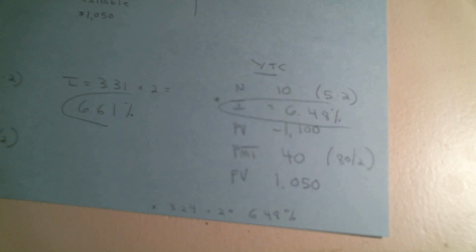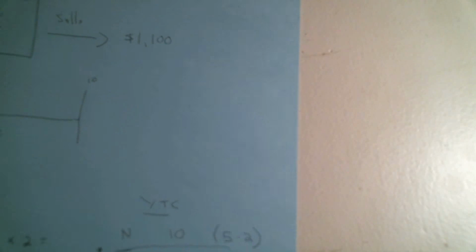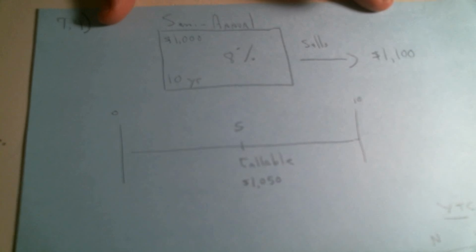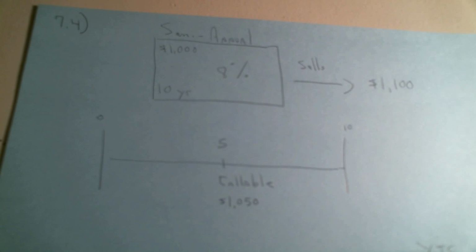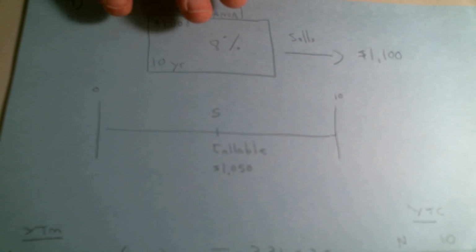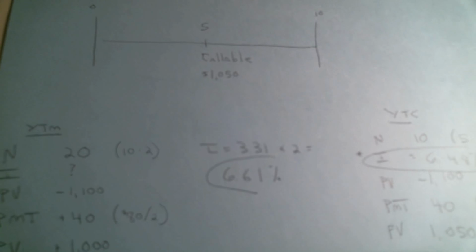That present value is negative 1,100. Okay, again, problem 7.4, that's your basic setup. How to diagram it. Callable at 1,050 at the 5th year. It's selling for 1,100. Okay, we're looking for yield to maturity and then yield to call.